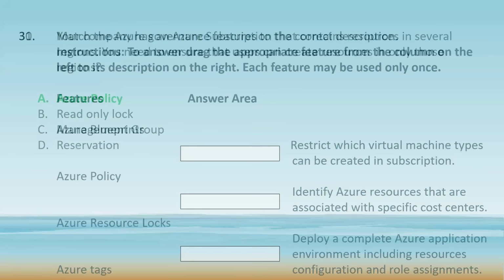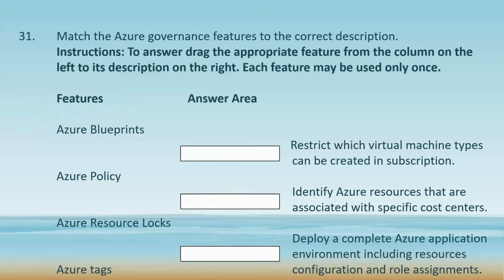Question number 31. Match the Azure governance features to the correct description. The instructions are to answer, drag the appropriate features from the column on the left to its description on the right. Each feature may be used only once. So you do have 4 features listed there, but in the answer area, you have 3 statements only, which means one of the options will not be used. Your features are Azure Blueprint, Azure Policy, Azure Resource Logs, Azure Tags.